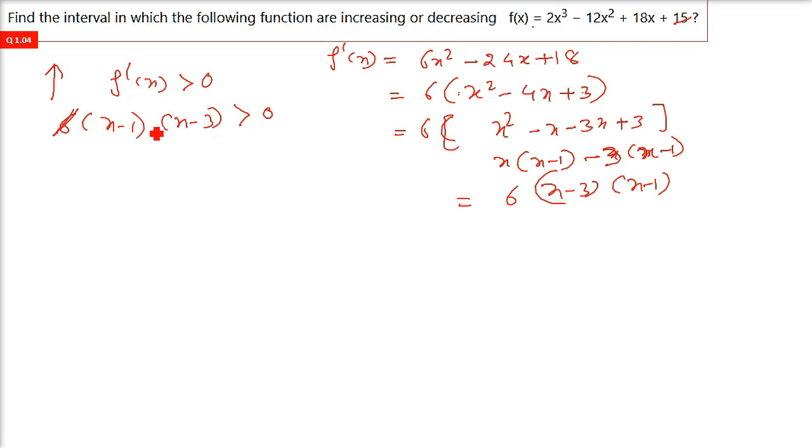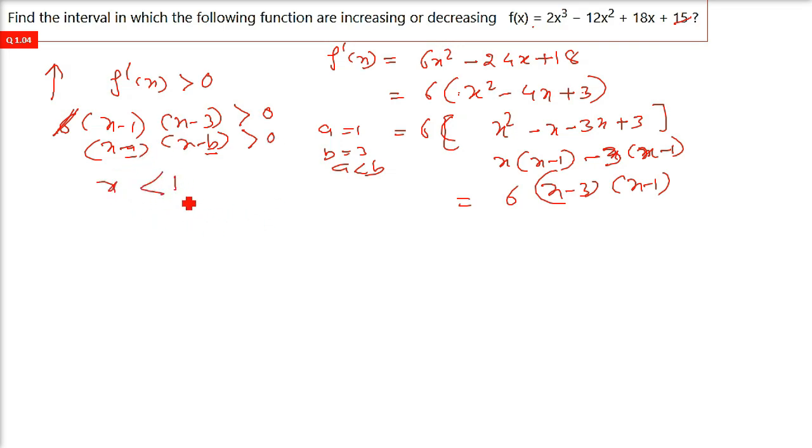So (x minus 1)(x minus 3) greater than 0 means what? We are talking about (x minus a)(x minus b) greater than 0. And a is what? If you put x minus 1 equal to 0, x will be 1. If you put x minus 3 equal to 0, it will be x equal to 3. So we are talking about a and b, 1 and 3. So a is less than b, 1 is less than 3.